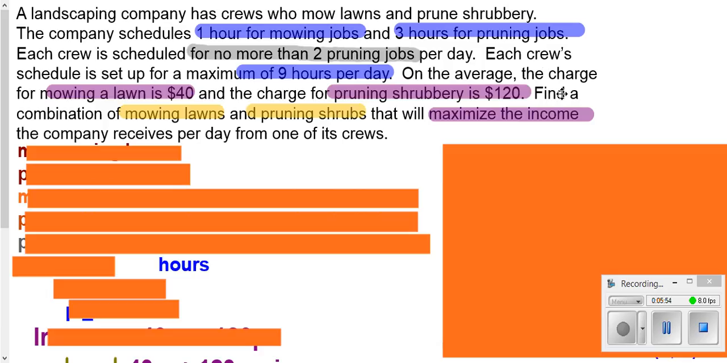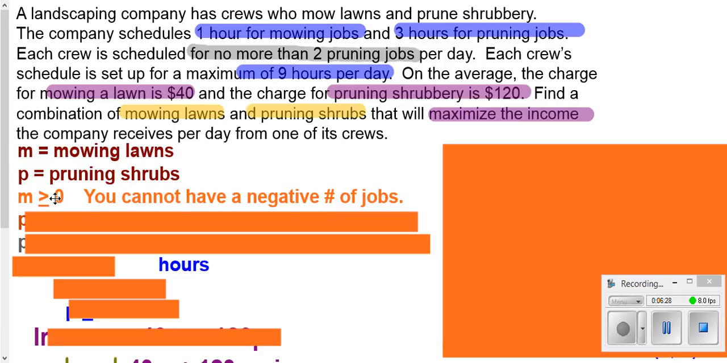Now we're trying to find the combination of mowing and pruning jobs that will maximize our income. So the 2 unknowns are the 2 yellow things. So I'm going to choose variables to represent those 2 things. I'm going to let M represent the number of hours we spend mowing, and P, the number of pruning jobs. Well, with that in mind, we automatically know a couple of inequalities.